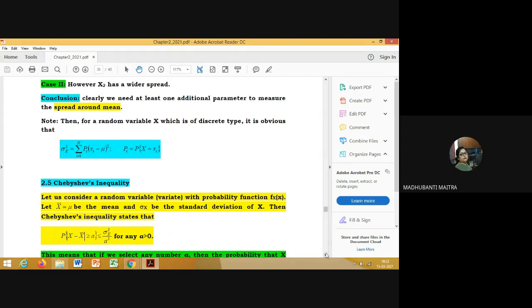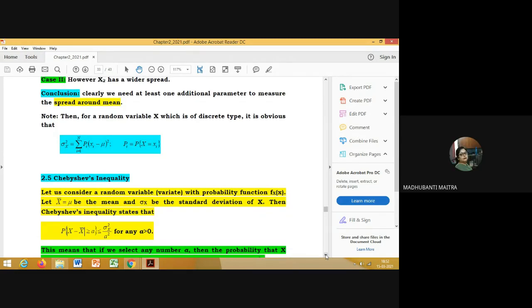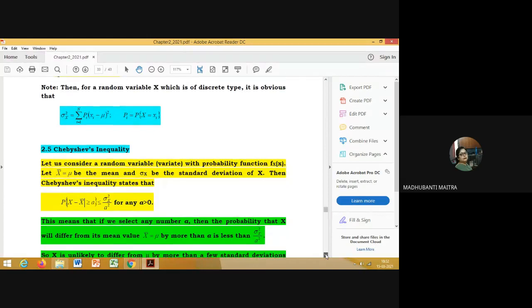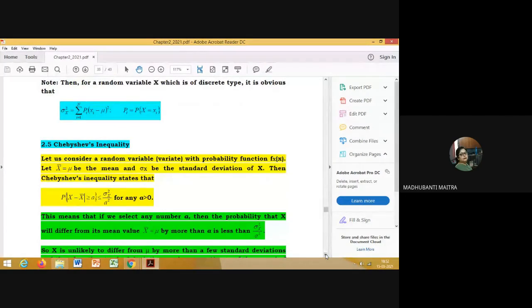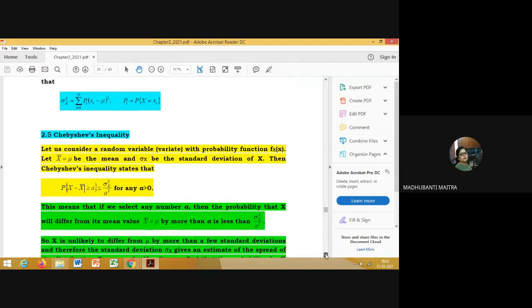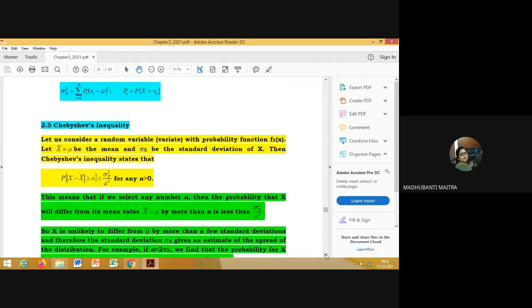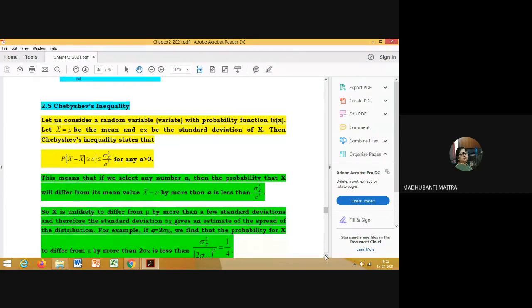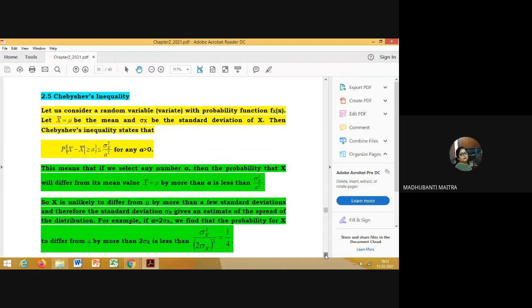Now we'll discuss two inequalities. After we finish discussing the distribution functions or density functions, various density functions, if time permits, we'll come back to these inequalities and try to understand, with the help of examples, the exact meaning or concept of these inequalities.